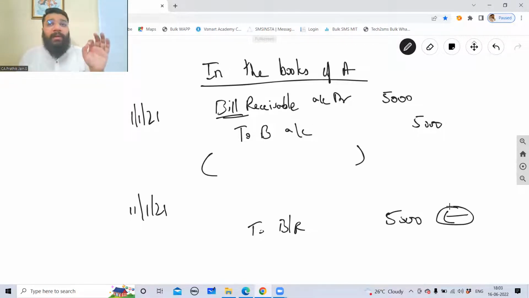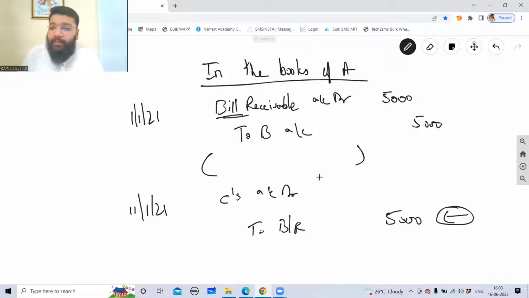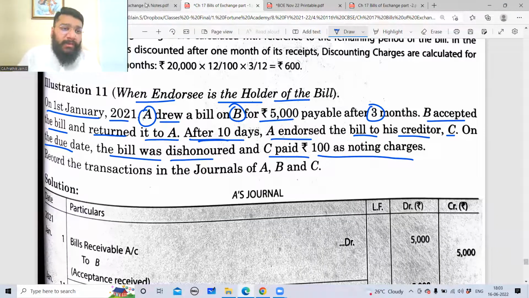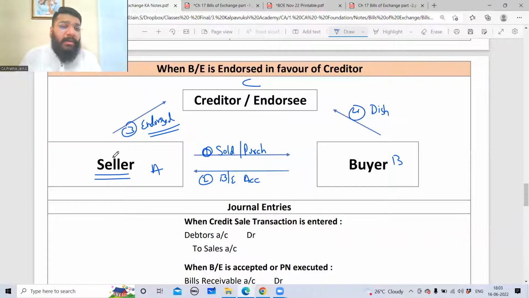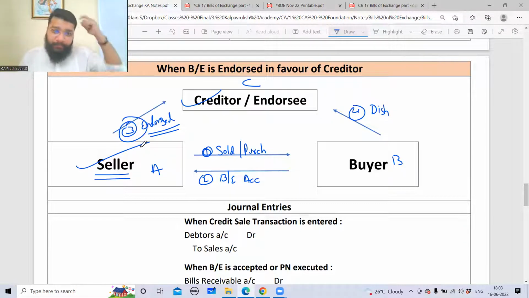Bills of exchange is a mode of payment. And this payment is against your liability. So who is your liability? C is your liability. To close the liability, I need to give a debit. So C's account debit 5,000, to bills receivable 5,000. Any problem? So A is recording this transaction because this third transaction is happening between the creditor and the seller.